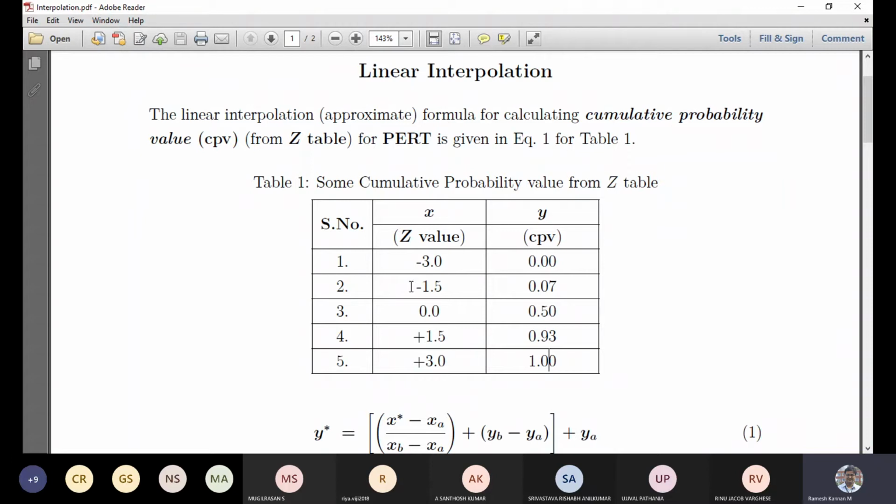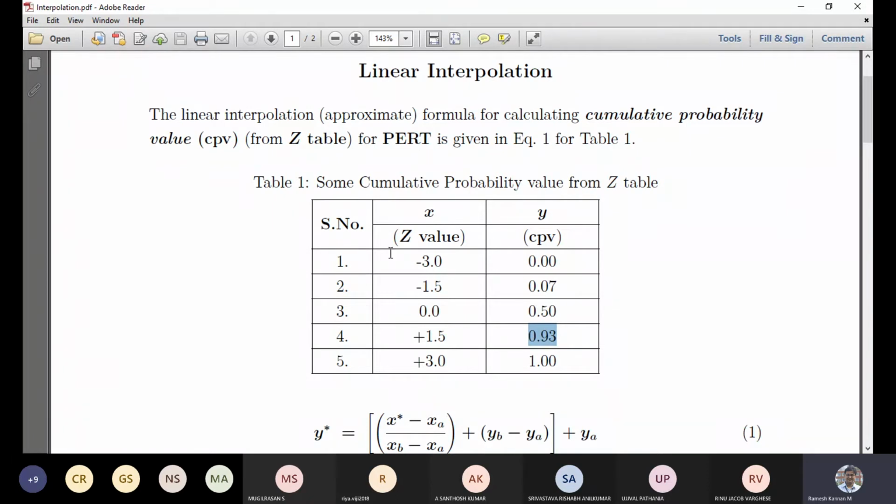If you remember these 3 values, then additionally you should remember plus 1.5 and minus 1.5 of the Z value. For minus 1.5 it is 0.07, and you can remember this using a fancy number: James Bond's 007, so you remember that it is 0.07. Then you remember plus 1.5 as 0.93. So you only have to remember these 5 values.